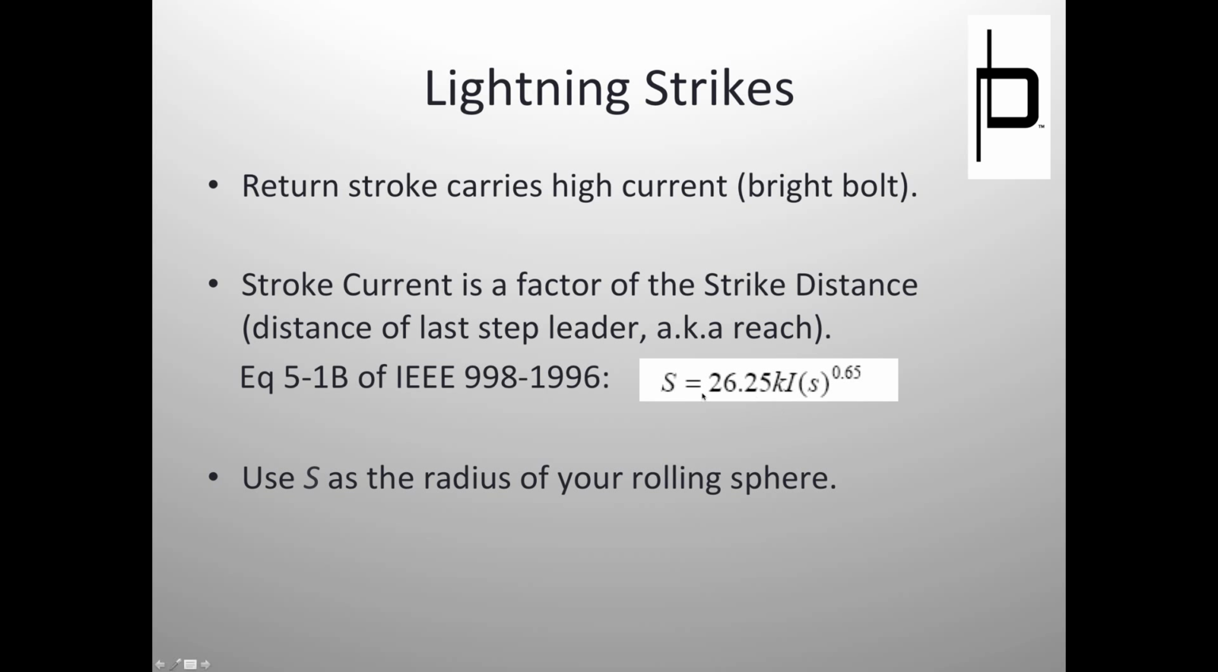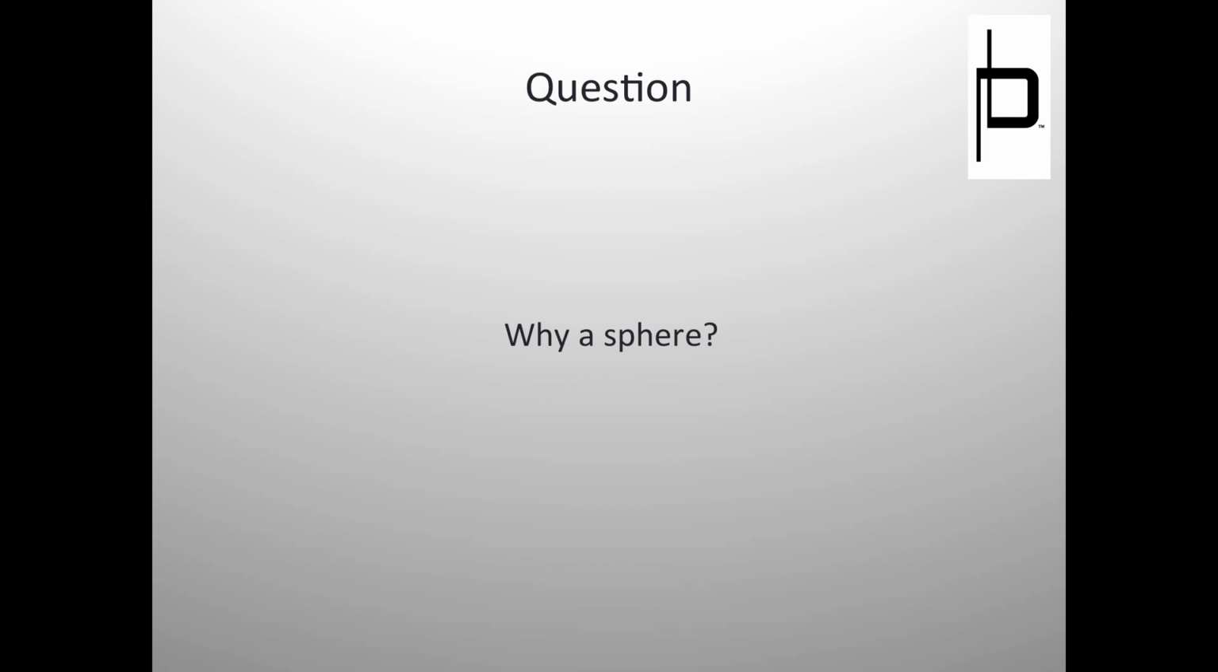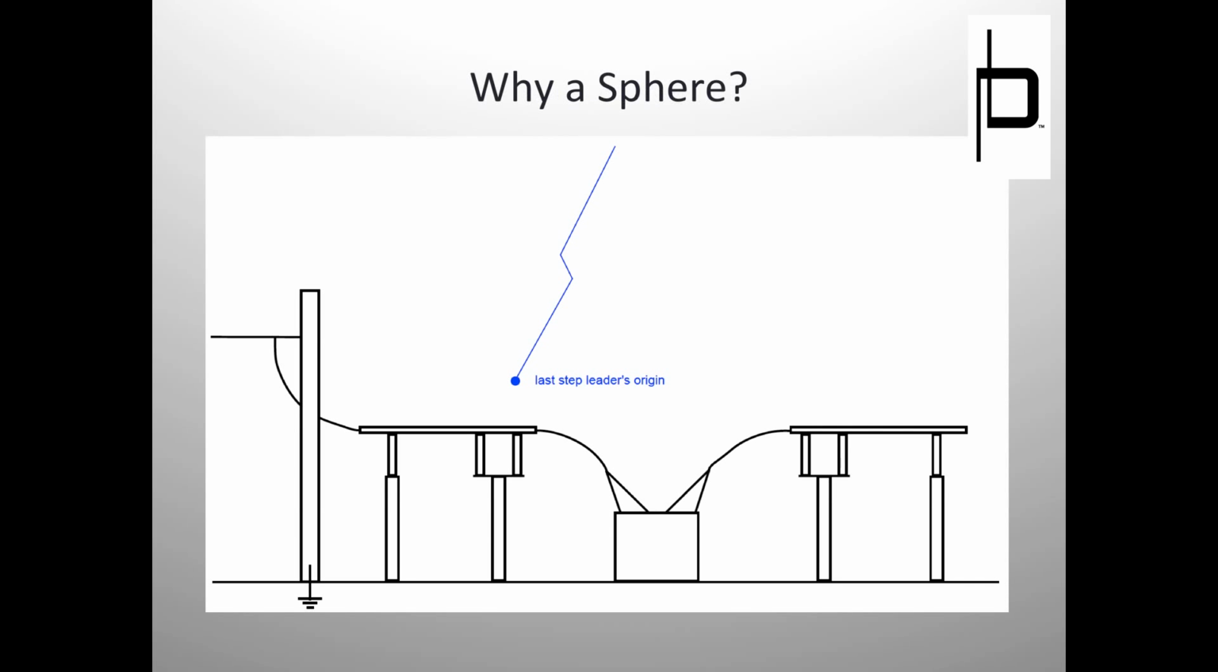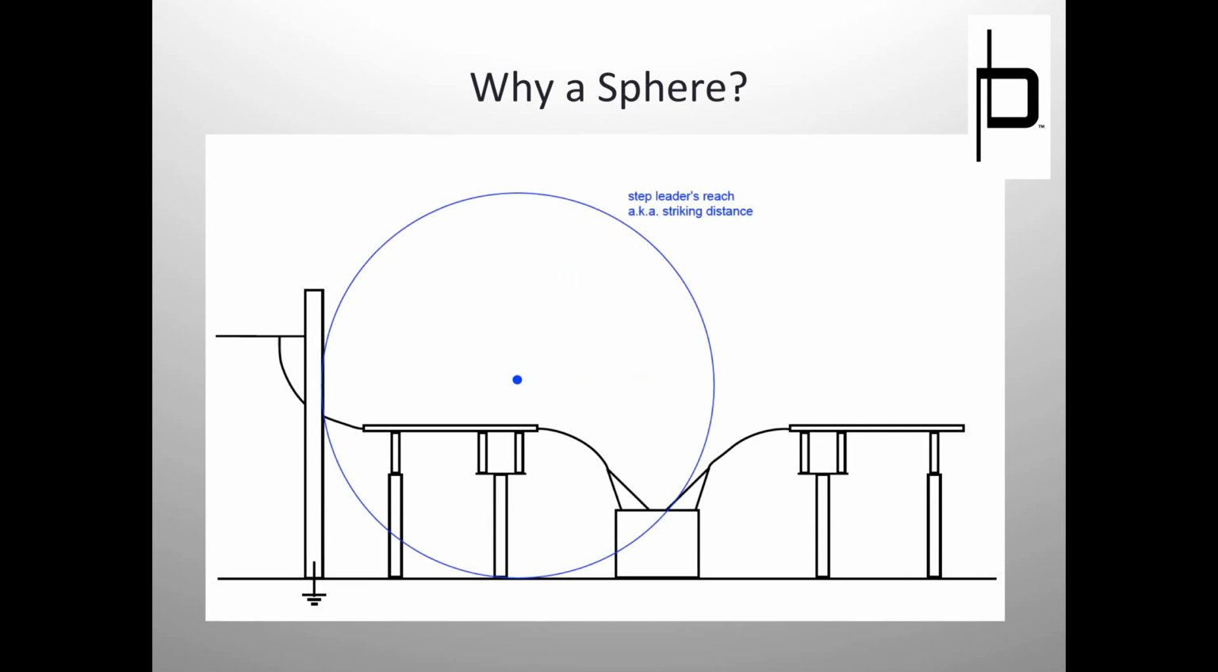Now S, this strike distance, is going to be the radius of our rolling sphere. We haven't got into exactly what the rolling sphere is yet, but just keep that in mind. S is the radius of your rolling sphere. And so the center of your sphere is that last step leader, the origin of that last step leader. Okay. So we'll get more into that. But why a sphere? Again, last step leader, the origin of the last step leader, right? There's step leaders all the way down, and then another step leader stopped here, and now it's here, and now things are within striking distance of it, right? It's ready to strike something.